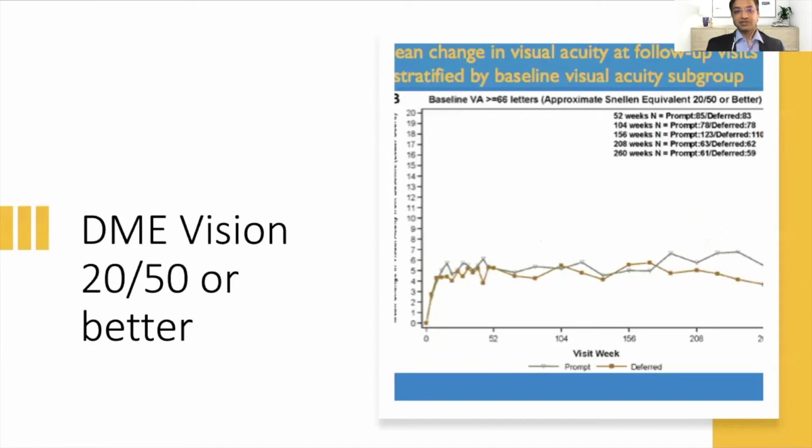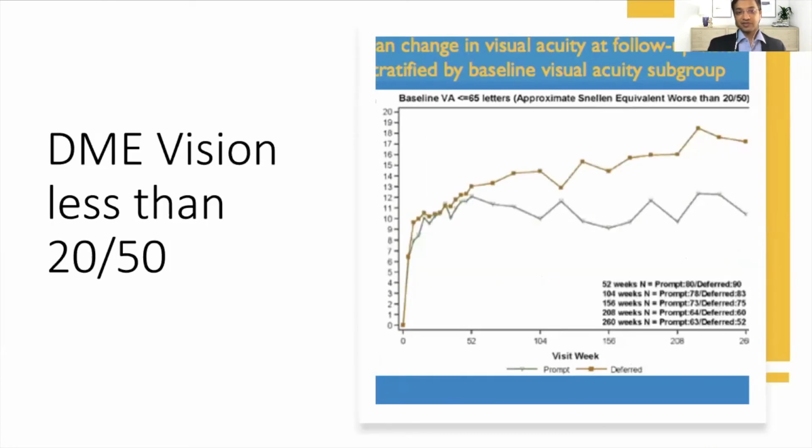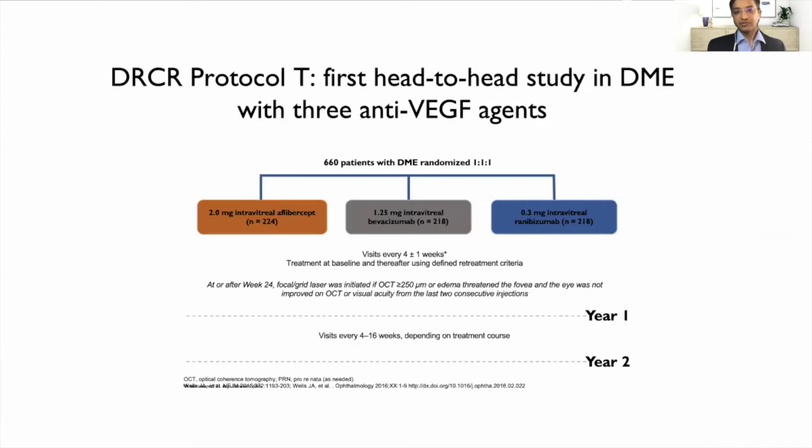But there is a difference in the outcomes if the baseline vision is good, that is better than 20/50. These patients tend to have only one line of gain, whereas patients who have vision less than 20/40, about 6/18 or worse, tend to have much more improvement, almost 18 to 20 letters, as you can see here. And that too, deferred laser patients did better than patients who underwent prompt macular laser. So at this point of time, at least in central involving DME, we are not using macular laser as often as we used to before the advent of anti-VEGF injections.